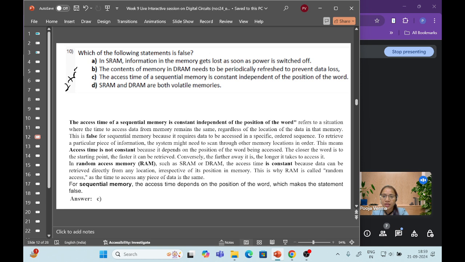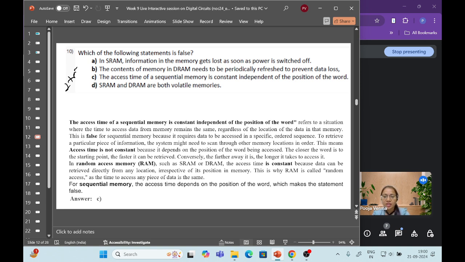Now next one, option D, is also correct because SRAM and DRAM are both volatile memories. Already we have seen that. Now next, option C: the access time of the sequential memory is constant, independent of the position of the word. Here it is given independent of the position of the word.